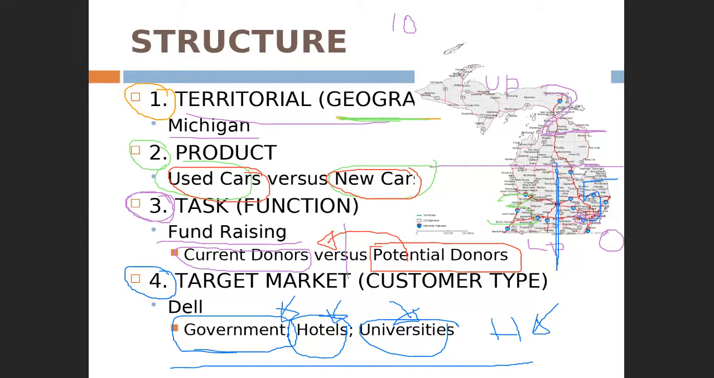Okay, go ahead. Thank you. Could you please explain the product structure? You were giving examples of used cars versus new cars. I don't understand the explanations for that. So should I use the postponement method of handling questions and objections?